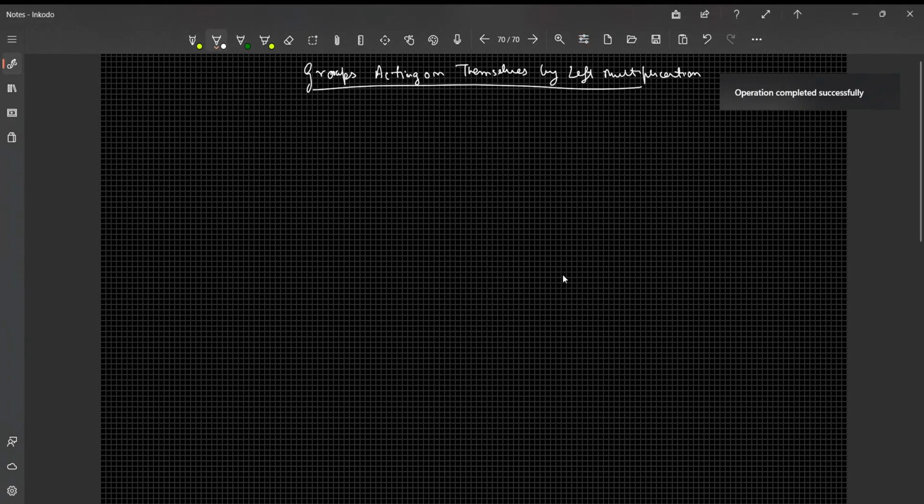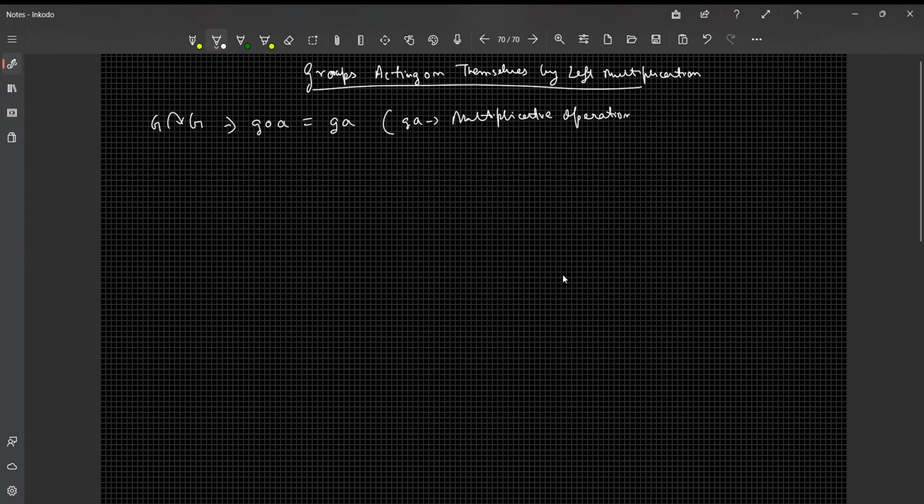Okay, so we have a group G which acts on itself such that an element g is acting on an element a by g multiplied with a. So basically, this ga is the multiplicative operation on groups. Nothing else, sir. This is the simple multiplicative operation on groups.